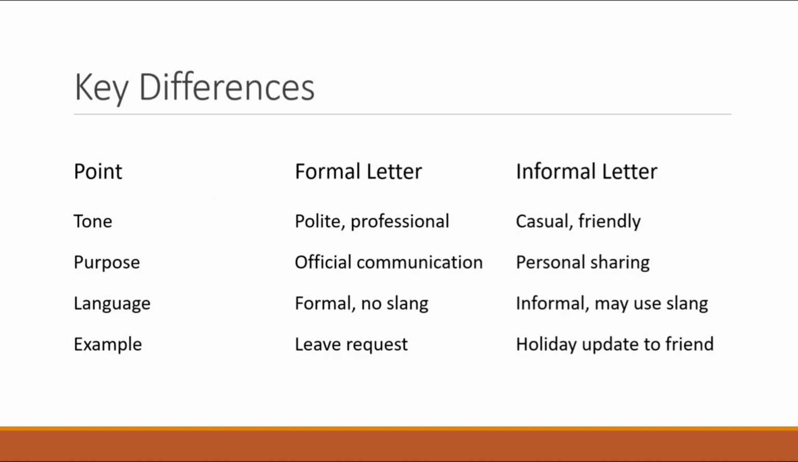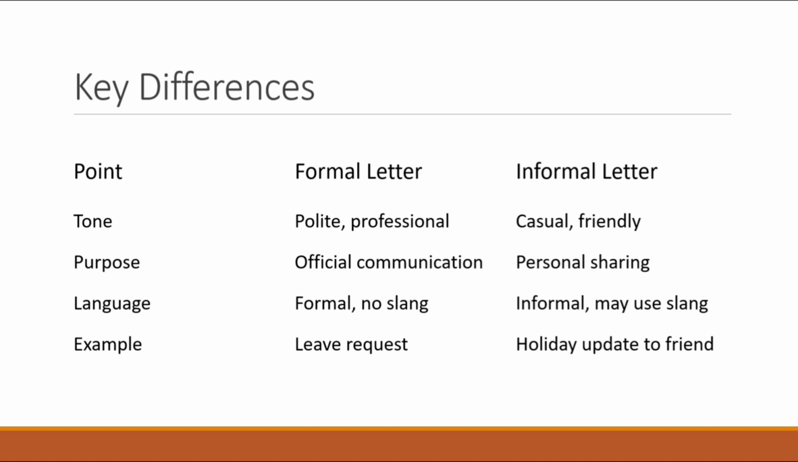And in the next slide, we are going to do a quick comparison between formal and informal letters so you can remember them easily. First point is tone. Tone in a formal letter is polite, professional, and in an informal letter it's casual, friendly. Second one is purpose. Purpose of a formal letter is official communication, and in an informal letter, it's personal sharing. While for language, in a formal letter we use formal language and no slang, whereas in an informal letter, it's informal. We may use slang too. The examples are, in a formal letter, leave request, and in an informal letter, holiday update to a friend, or a letter to a friend about asking for a trip.